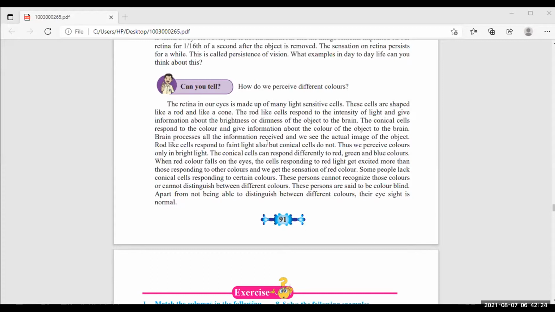Rod cells which are present on our retina are the sensitive cells, and cone cells respond to the color, and they give the information about the color to our brain. And the brain then processes all the information received, and we can see the actual image of the object. Then one more thing, the rod-like cells respond to faint light also, but conical cells do not. See that is why we are not getting different colors in the dark.